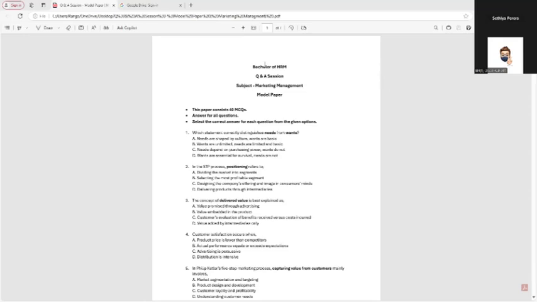Which statement correctly distinguishes needs from wants? There are four answers you can see. Needs are shaped by culture, wants are basics. Wants are unlimited, needs are limited and basic. Needs depend on purchasing power, wants do not. Wants are essential for survival, needs are not. So what is the answer?